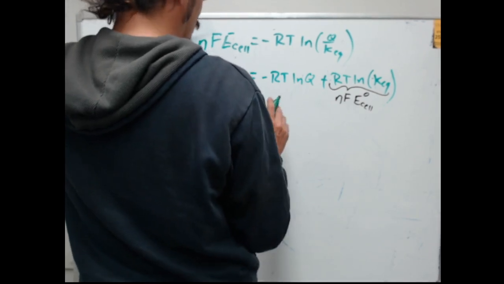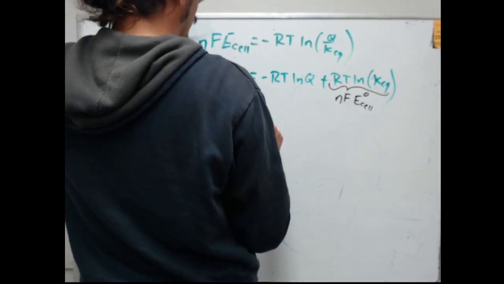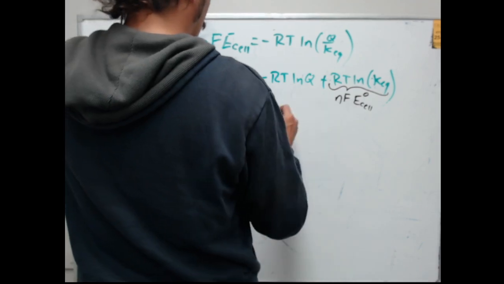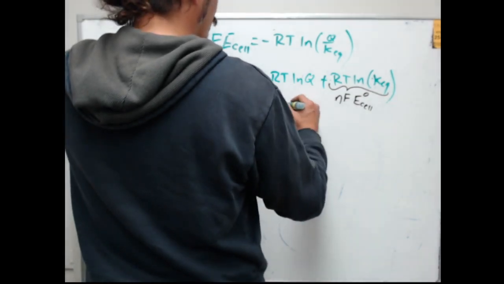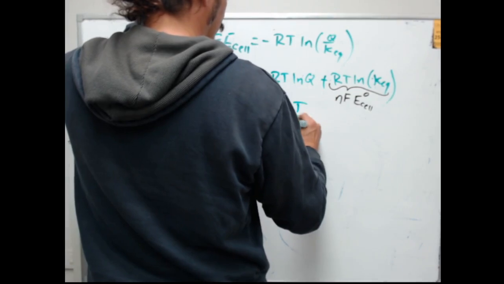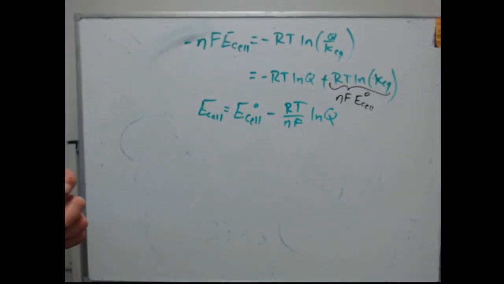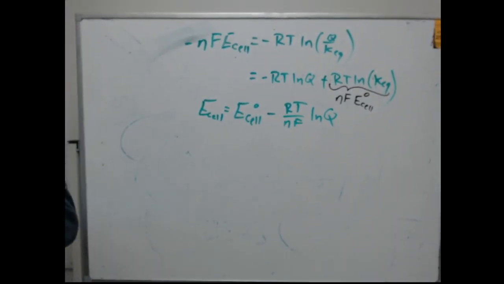I know this equation, so here's where I'm getting frustrated with myself. I know this is how I know I have a negative sign messed up someplace. I know this equation should end up with E cell equals E cell naught minus RT over nF ln Q. I guess I'm carrying around a bunch of extra negative signs.